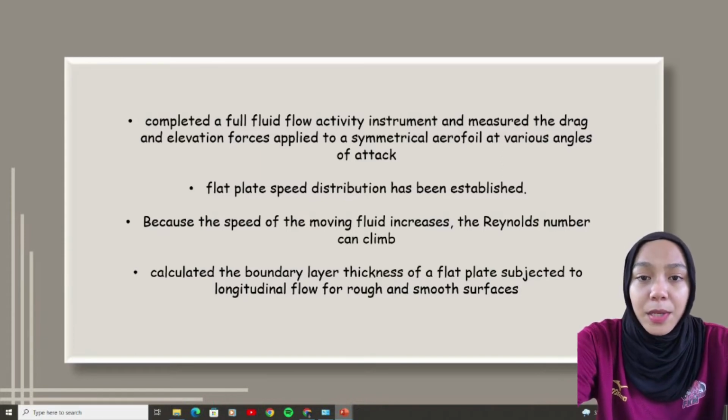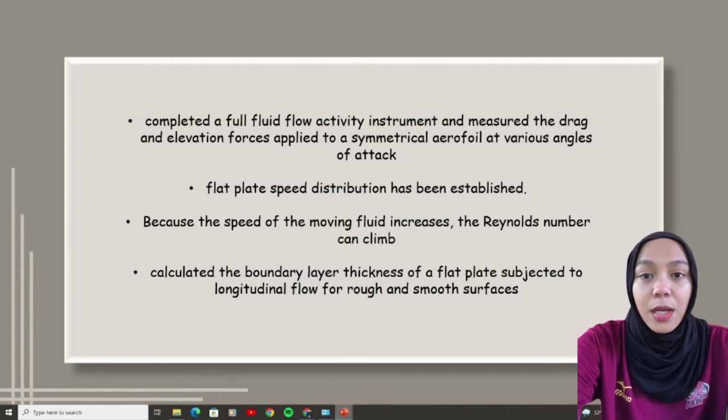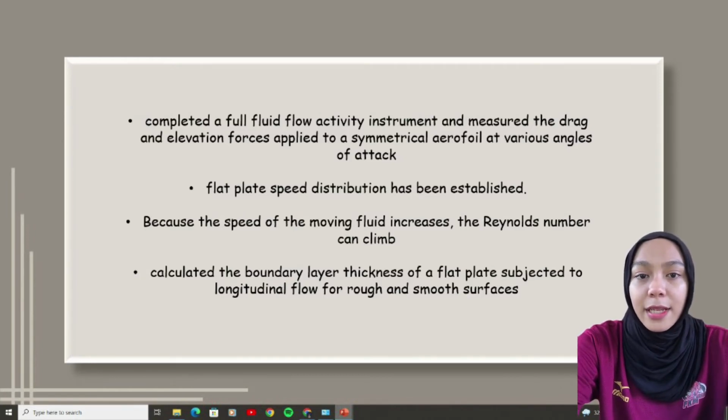In this experiment, because the speed of the moving fluid increases, the Reynolds number also increases. And finally, in this experiment, we calculated the boundary layer thickness of a flat plate subjected to longitudinal flow for rough and smooth surfaces.